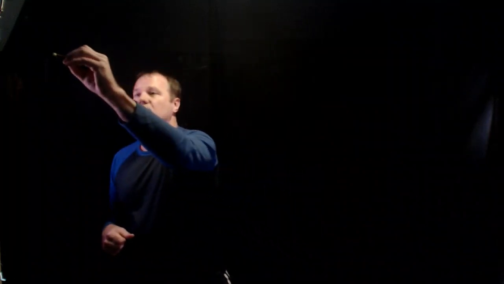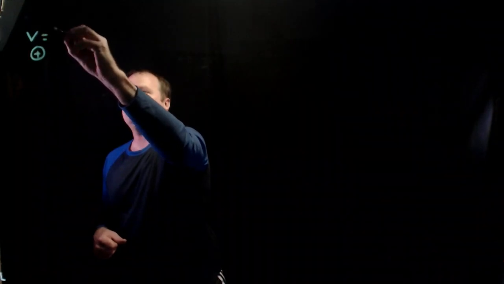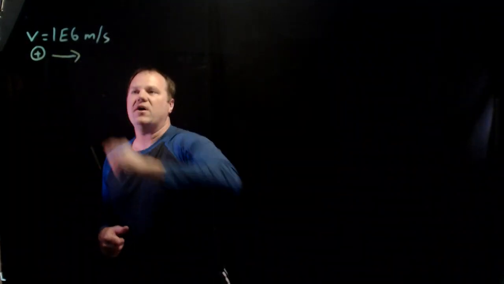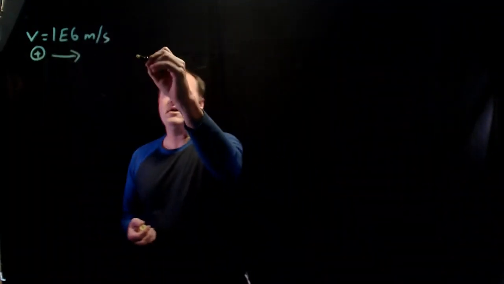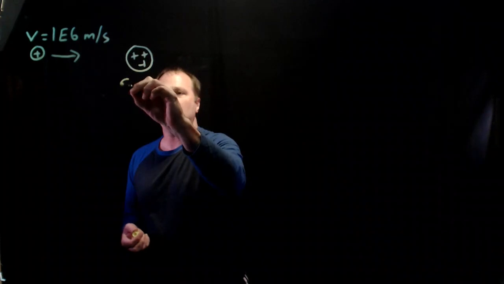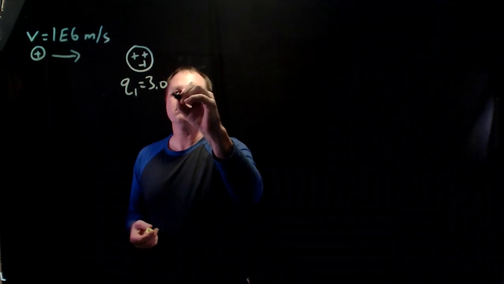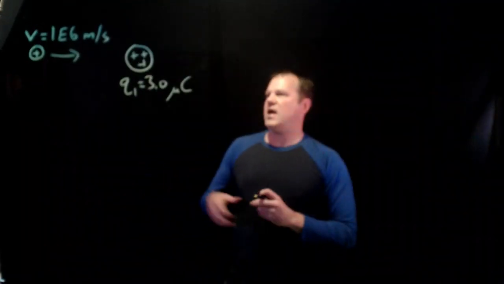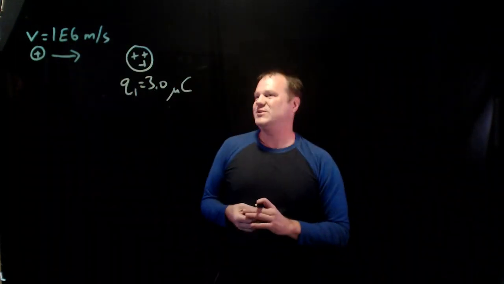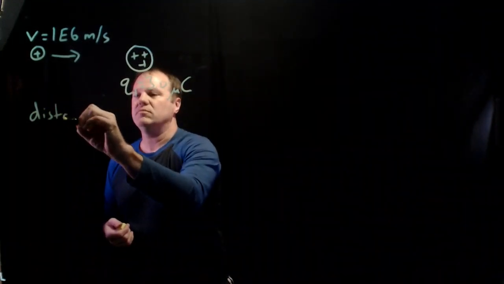So the scenario that I'm going to be solving for is a high-speed proton. We'll give it a speed of 1 million meters per second, fired directly at a charged object. We'll call this Q1, and it has a charge of 3 microcoulombs. Let's assume that this was fired from very, very far away. That'll just make the math easier for us. And then we're going to find the distance of nearest approach.